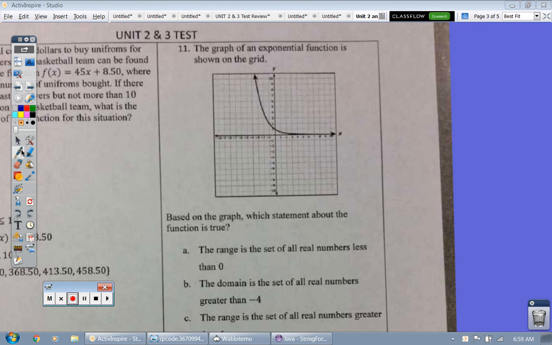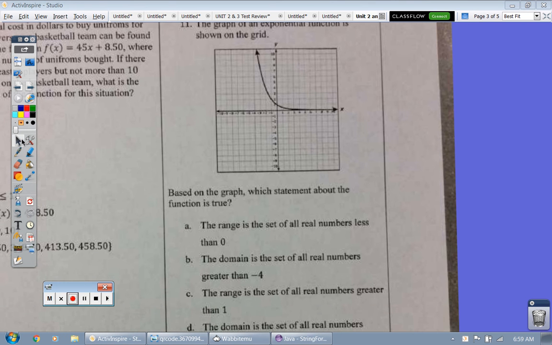Number 11, let's get right to it. Based on the graph, which statement is true. Okay, let's move this up just a little bit here. So now we have to go through and test some stuff. So we're looking for true. The range is the set of all real numbers. Well, that's not true because range is from top to bottom, right? I can build a floor. Well, if I can build a floor, I can't use all real numbers. Well, let's see here. The range is the set of all real numbers less than 0. So that means it would be below here. And actually it's not, it's above, so it's not A.